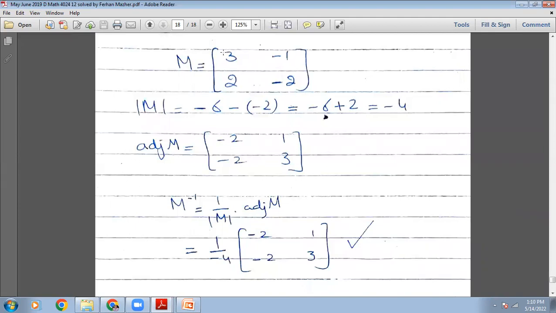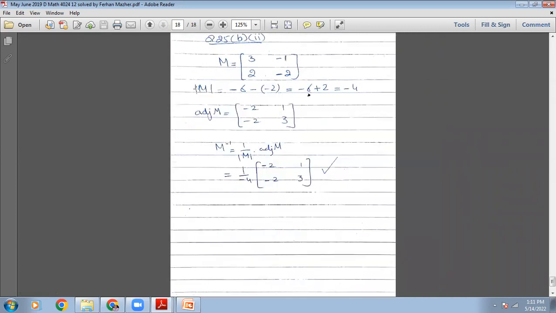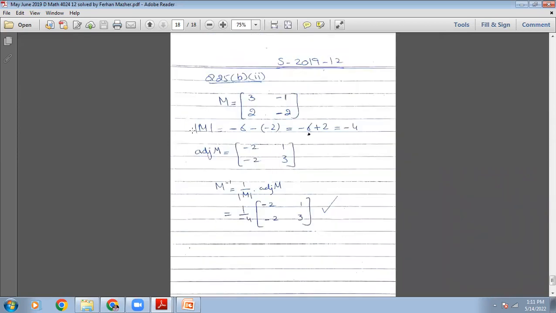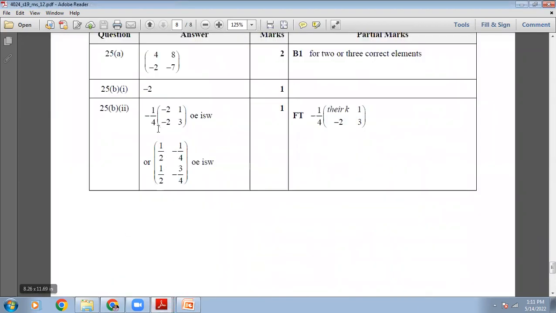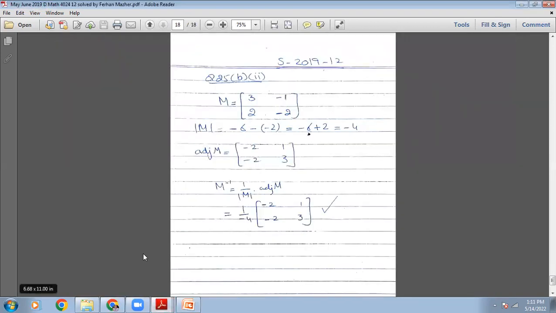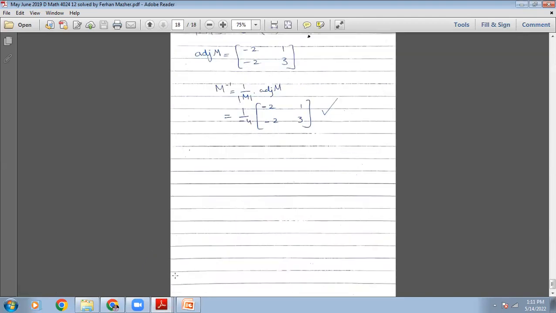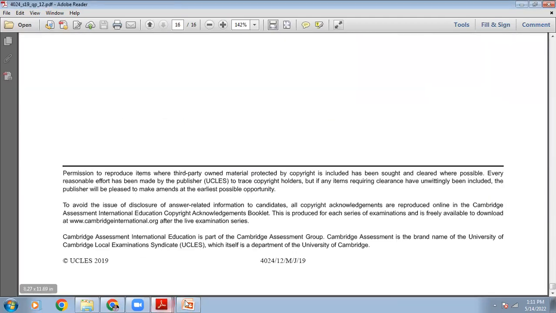We already know this. For the adjoint, you change the location of these two numbers and you change the sign of these other two numbers. So this is the adjoint, and M inverse will be 1 by M determinant into adjoint of M. So 1 by minus 4 into minus 2, 1, minus 2, 3. So this is the M inverse. Let me reduce the size so you can see the whole question together. Okay, so let's confirm it from the marking scheme. You can see here we go. Our answer looks right. And so, my dear students, I think the paper is over. So we are done today with this question.